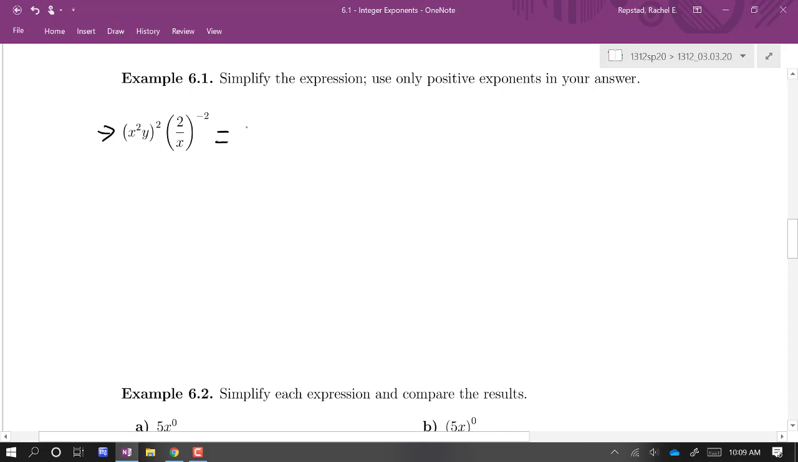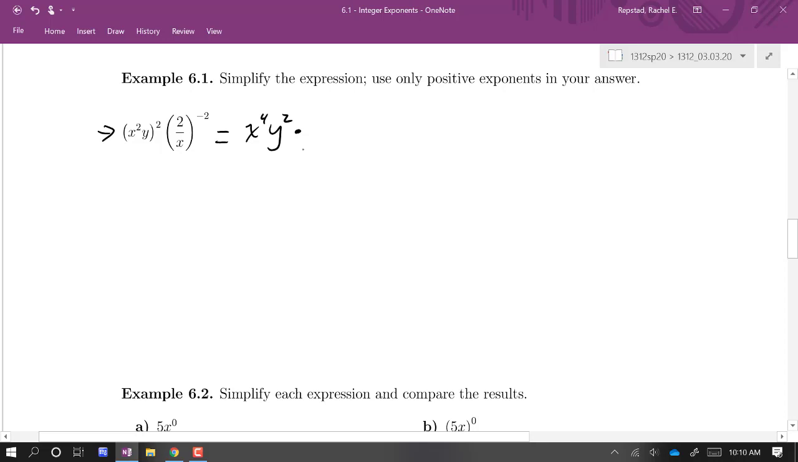So that would look like x to the fourth or the second. Great. And you got x to the fourth because we multiplied those exponents. Yeah. And then what? And we have to distribute the negative so we could flip the fraction.